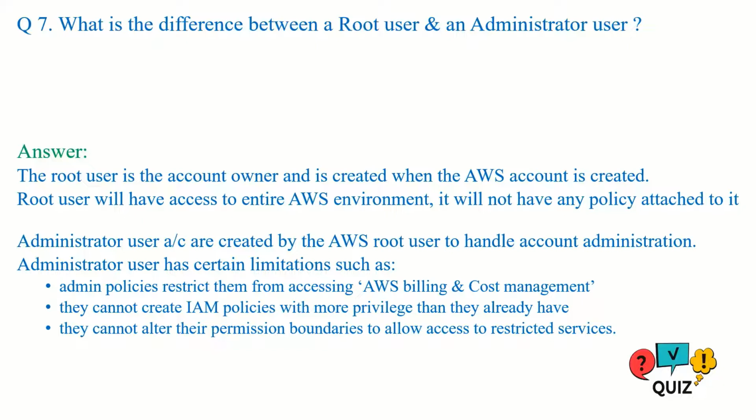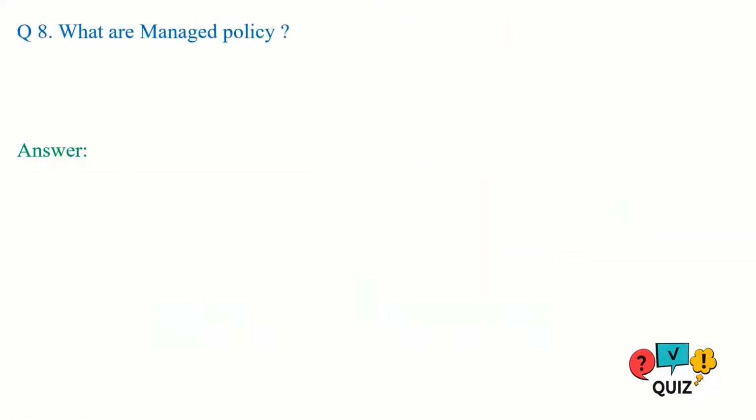At the same time, an IAM administrator user can create IAM policies, but cannot provide more privileges than whatever they have. And also, an IAM administrator user cannot alter their own permission boundaries to allow access to restricted services. So these are the limitations. At the same time, an administrator user cannot delete the AWS account. Okay, these are the limitations. This is the difference. Very good. Let's move on to the next one.